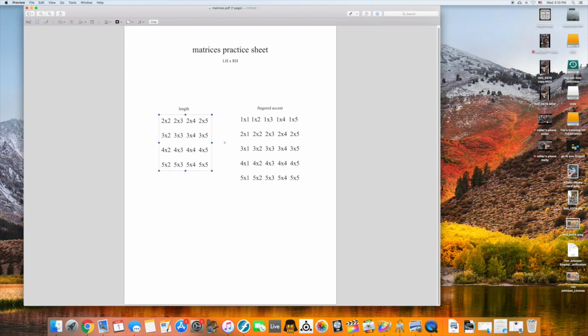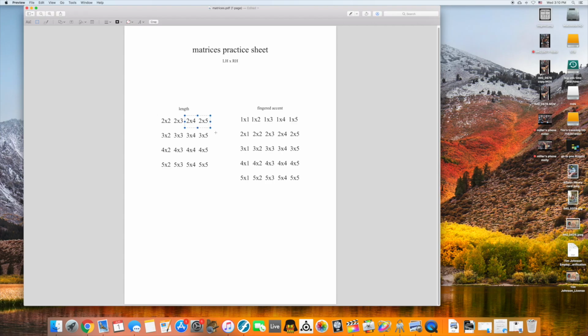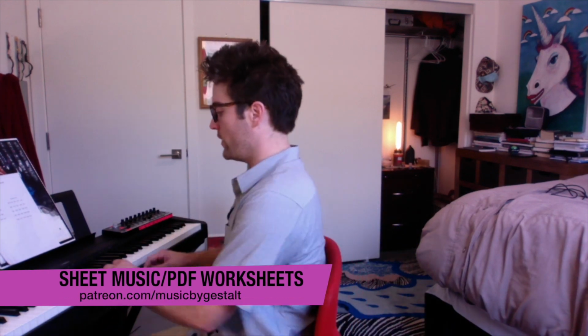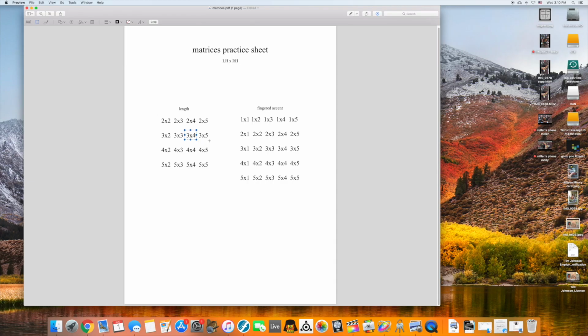The number on the right side is referring to your right hand, the number on the left referring to your left. So, if we were to look at these cells over here, we could play a 2x4 and a 2x5. That would sound like, in the left hand, a 2 and a 5. Or maybe 3x4. 3x5, 2x5. That's the first step. Once you get those down and feeling pretty good, we can move on to the other side.